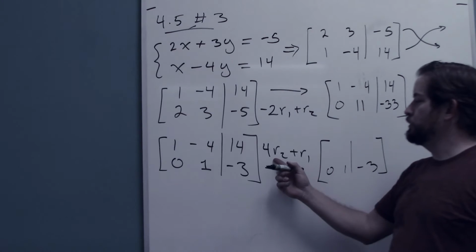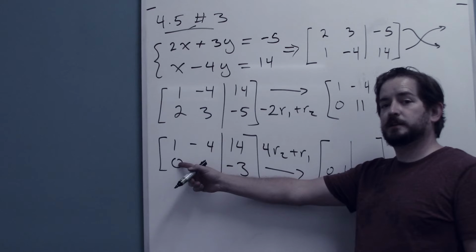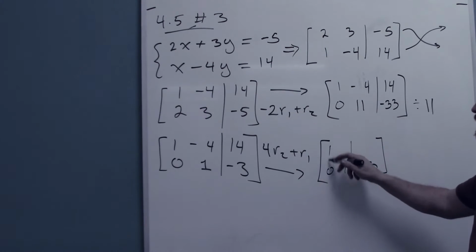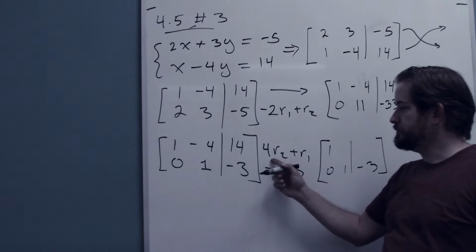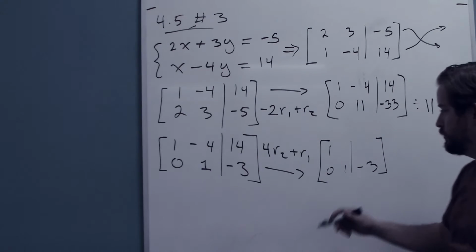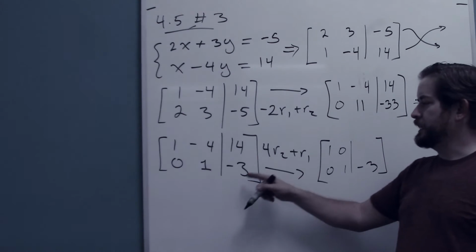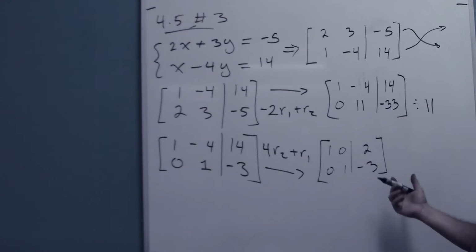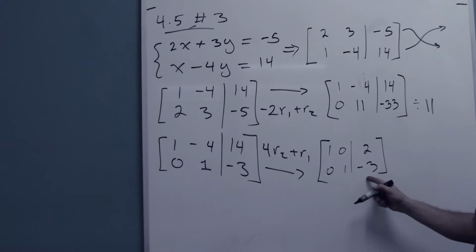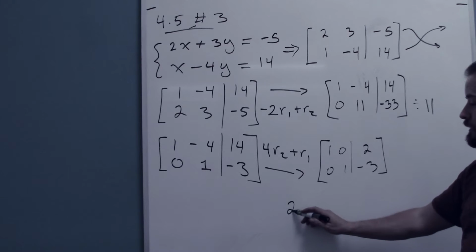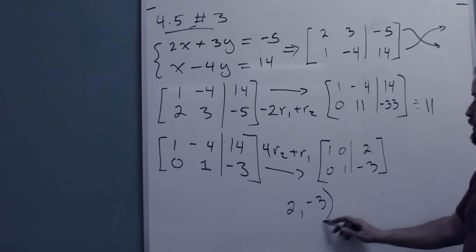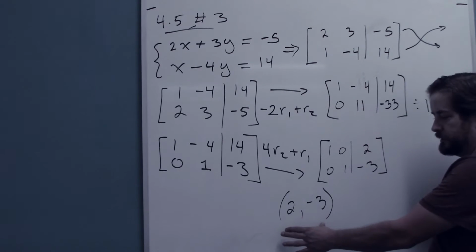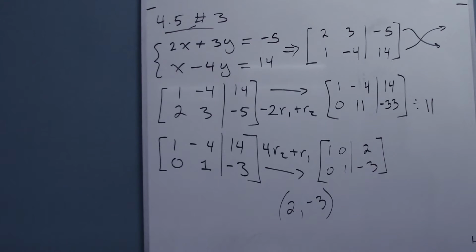The top is 4 row 2's plus row 1, so 4 times 0 is 0, plus 1 is 1, that's great, that's what I want. 4 times 1 is 4, plus -4 is 0. 4 times -3 is -12, plus 14 is 2, and I'm done. My solution is x equals 2, y equals -3, or in ordered pair notation, (2, -3).